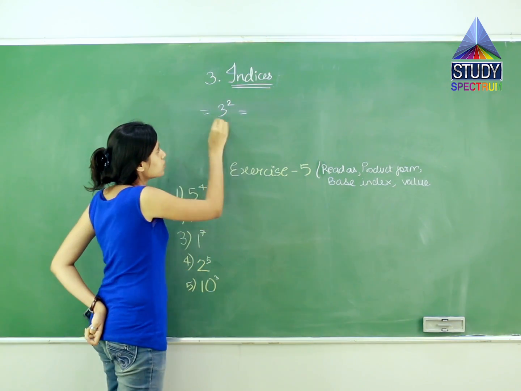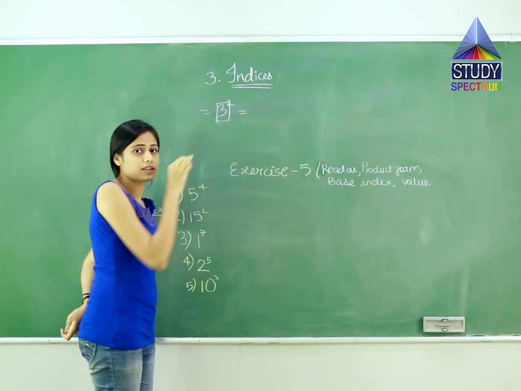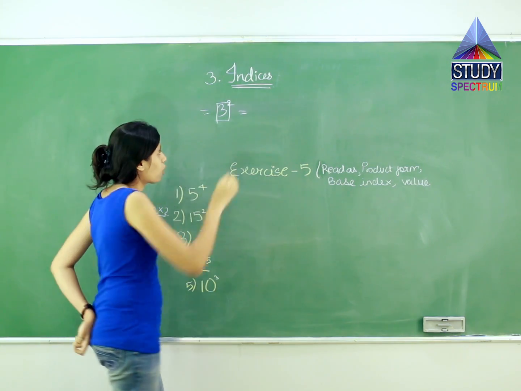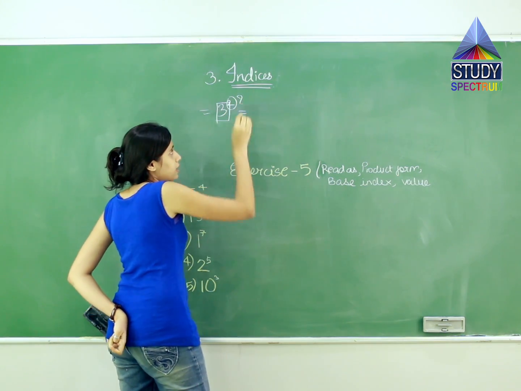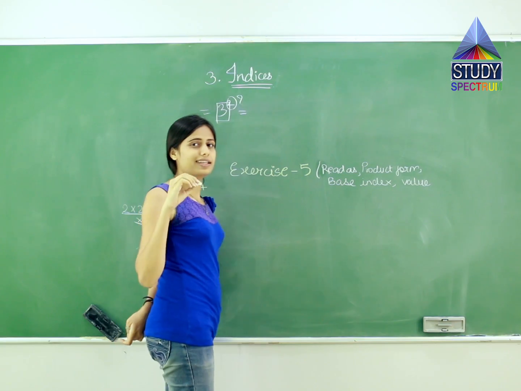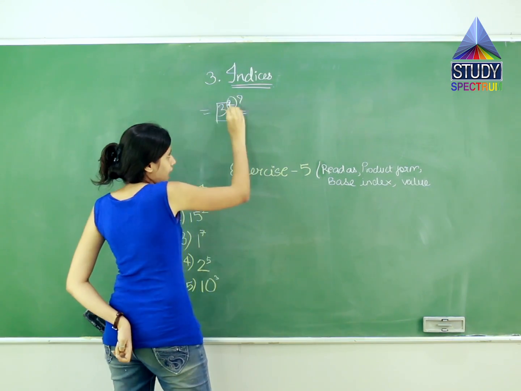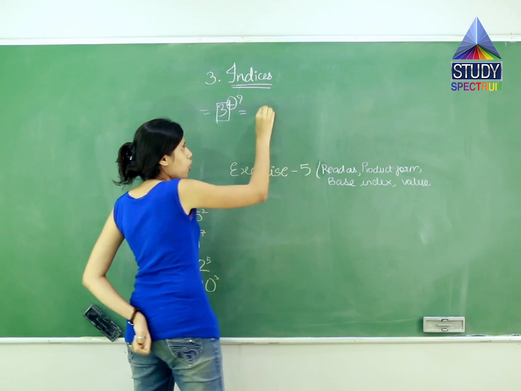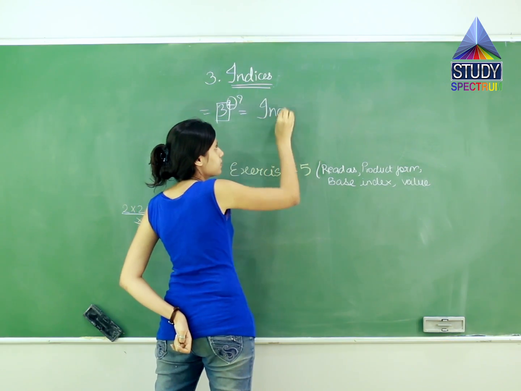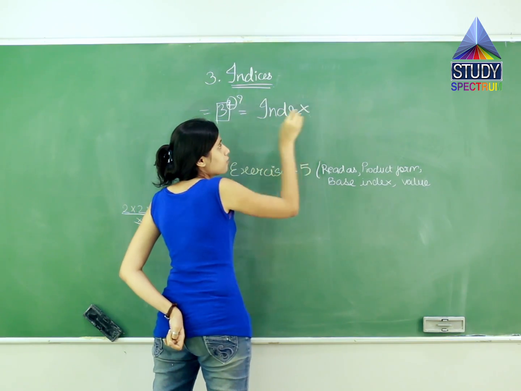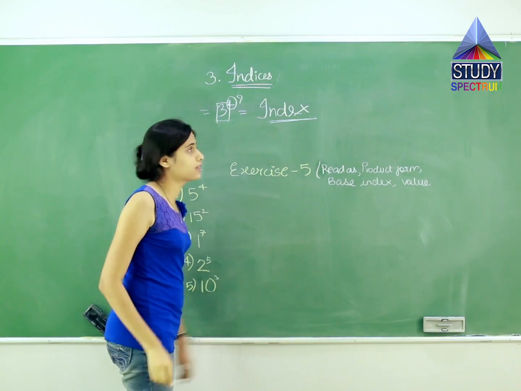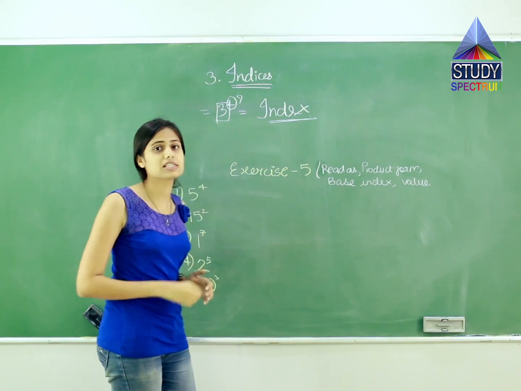In this I told you this is a base, right? 3 is the base over here. And what does 2 represent? I always said that 3 raised to 2. But that raised to has a name. This name is called index. From this word index, the name of this chapter, indices, is derived.